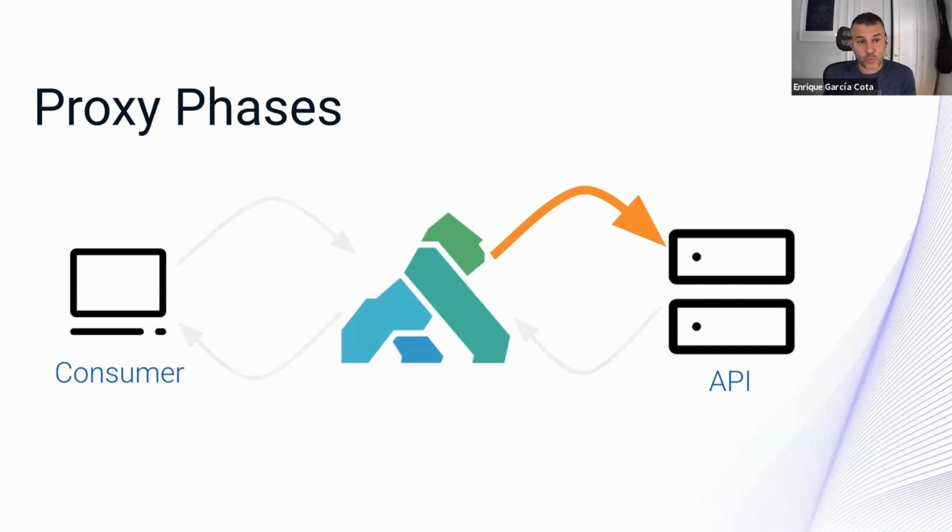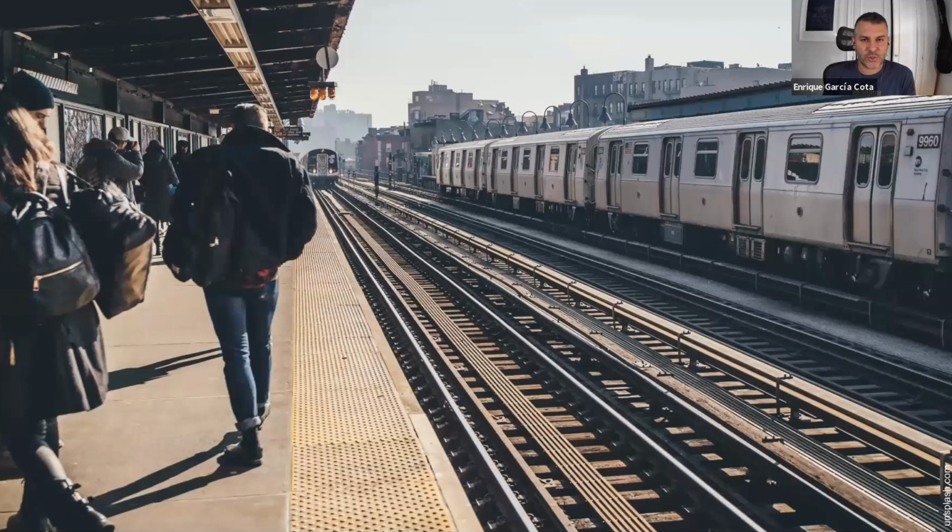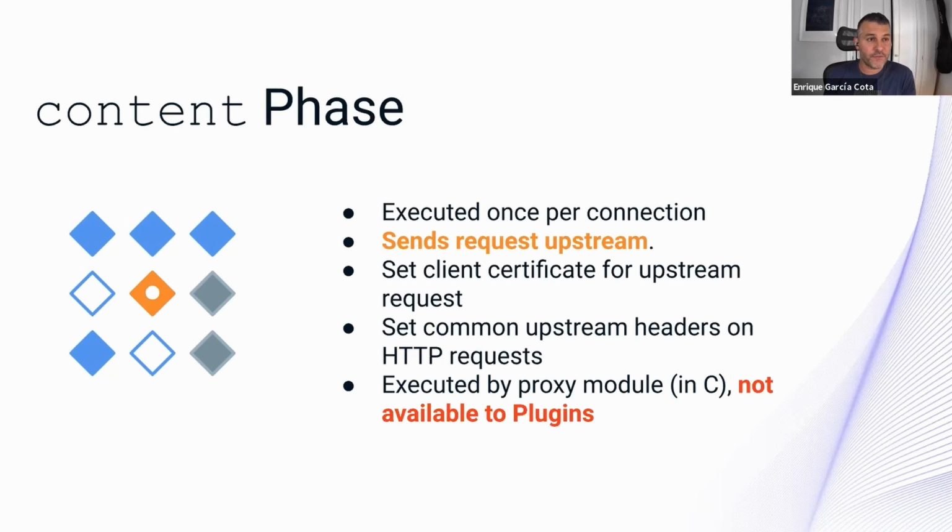Okay, so now we are ready to proxy. That means sending the request to the upstream API in this case. That is kind of similar to commuting to work and then doing work outside your home, more or less. The content phase is implemented by a module built in C. And it's kind of hard-coded. It's not available to Lua. So as a result, it's not available to plugins.